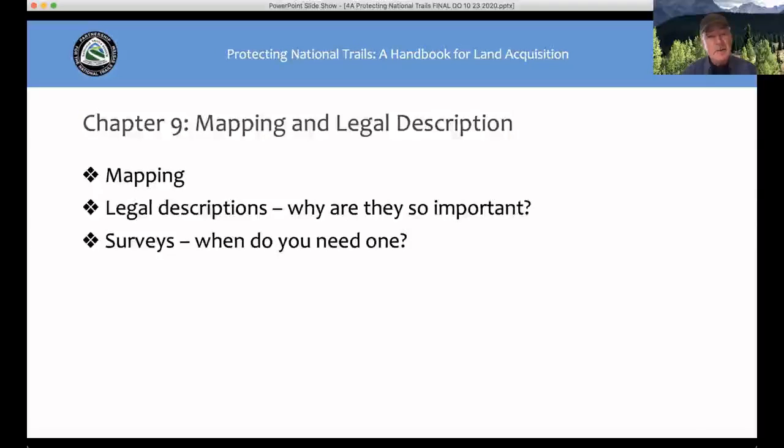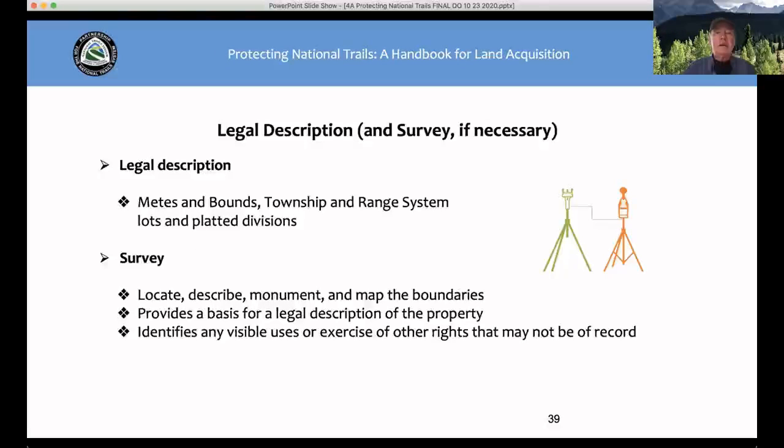If you don't know where the four corners of the property are, or if there appears to be some disagreement, a survey can accomplish exactly what you need. If you're acquiring anything less than a fee simple interest, a survey may be absolutely necessary. And if you're acquiring a conservation easement, you may want to have a survey as well, particularly if that conservation easement doesn't cover the entire property. That legal description can be a metes and bounds description, which is common in the East. It can be a township and range description or a platted subdivision. And surveys will allow you to accomplish any of those legal descriptions.